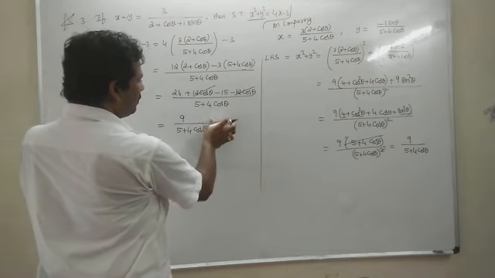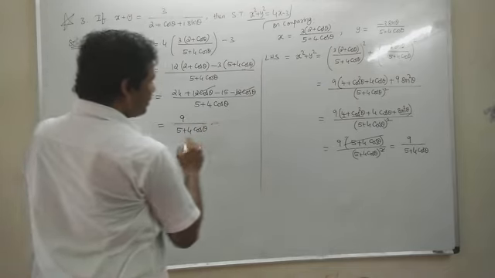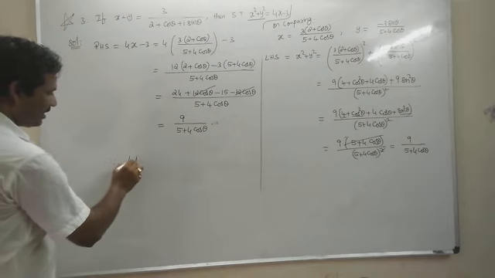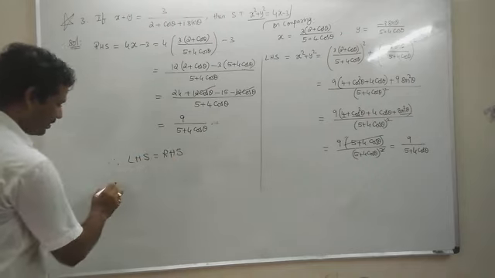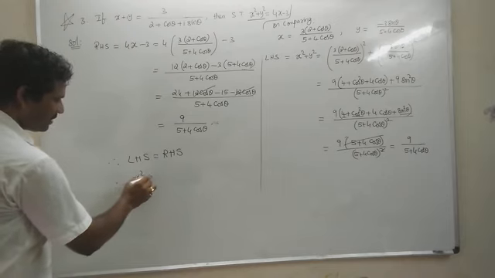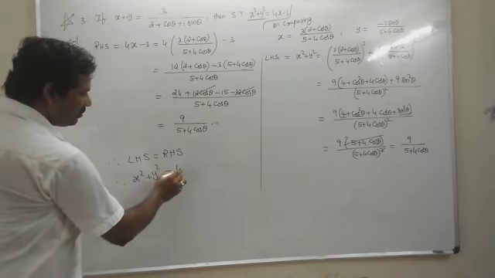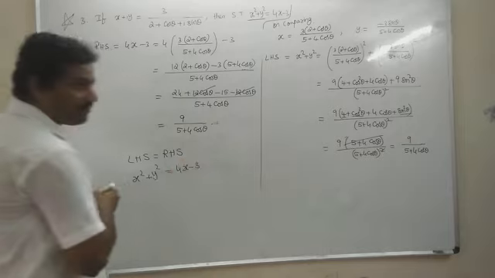So now what will happen? LHS and RHS are equal. Therefore, LHS equals RHS. Therefore, x square plus y square equals 4x minus 3.